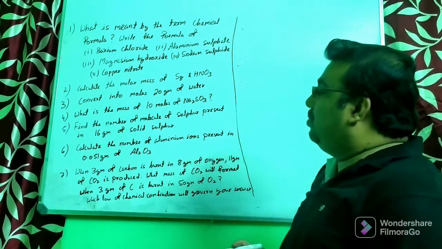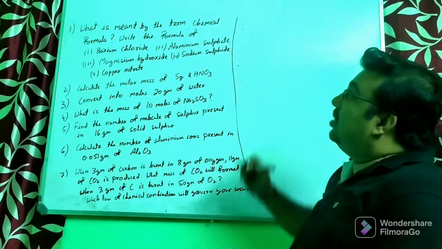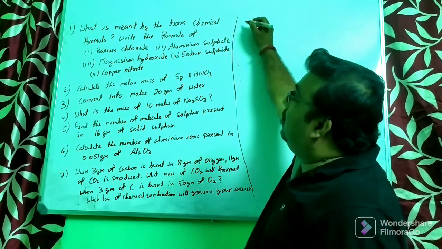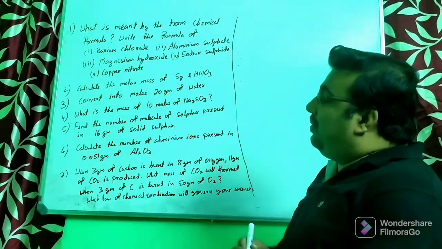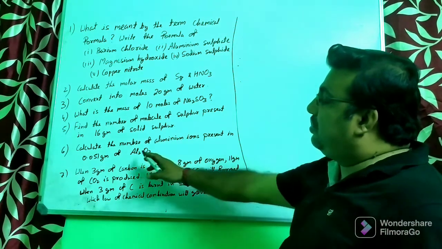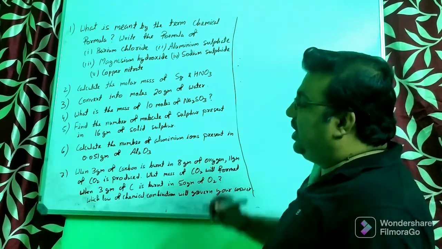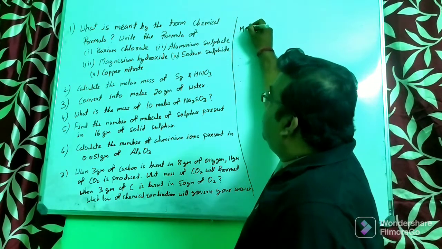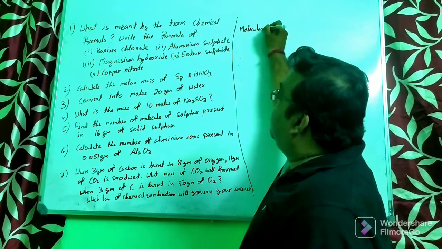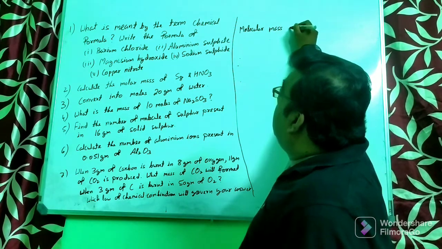Calculate the number of aluminum ions present in this much. This is also given in the NCERT, and this is a very important numerical question of this chapter. We have to find the aluminum ions in this much gram of aluminum oxide. So first of all we find the molecular mass of aluminum oxide. Try to understand it, it is a very important question.